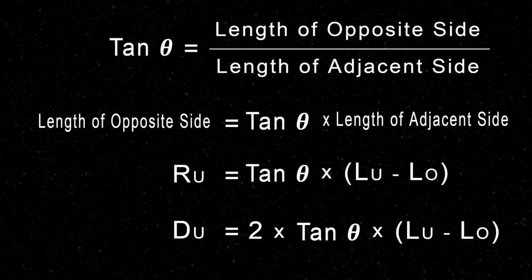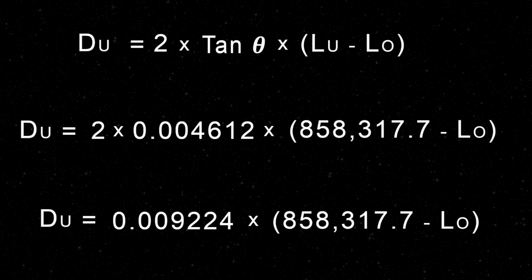R sub u is our unknown, and it equals the tangent of theta, which we do know, times the length of the adjacent side, which we can calculate with the information we have in hand, by subtracting L sub o from L sub u. Since we know the diameter of a circle is always equal to twice the radius, we end up with our equation at the bottom. We can now punch in some values that we have available to get a formula we can use for any point along the length of the umbra to calculate its diameter at that point.